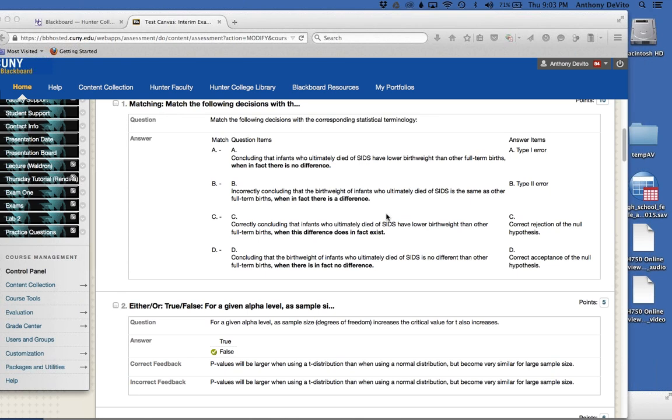So, first question: match the following decisions with the corresponding statistical terminology. Basically what we're looking for: what's a type 1 error, what's a type 2 error, what's a correct rejection of the null hypothesis, and what's a correct acceptance of the alternative hypothesis.